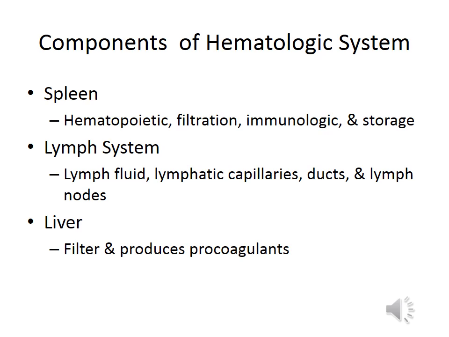The lymph system, consisting of lymph fluid, lymphatic capillaries, ducts, and lymph nodes, carries fluid from the interstitial spaces to the blood. It is by means of the lymph that proteins and fat from the GI tract and certain hormones are able to return to the circulatory system. The lymph system also returns excess interstitial fluid to the blood, which is important in preventing the development of edema.